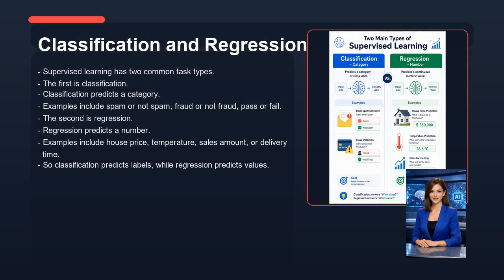Now let's look at classification and regression. Supervised learning has two common task types. The first is classification. Classification predicts a category. Examples include spam or not spam, fraud or not fraud, pass or fail. The second is regression. Regression predicts a number. Examples include house price, temperature, sales amount, or delivery time. So classification predicts labels, while regression predicts values.